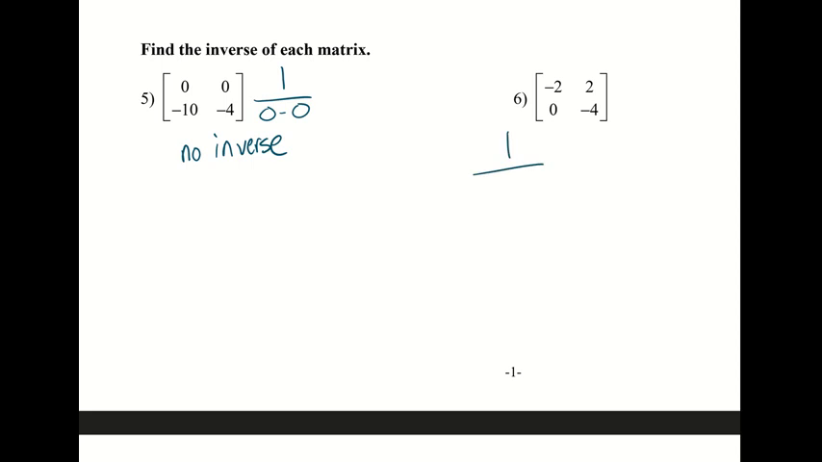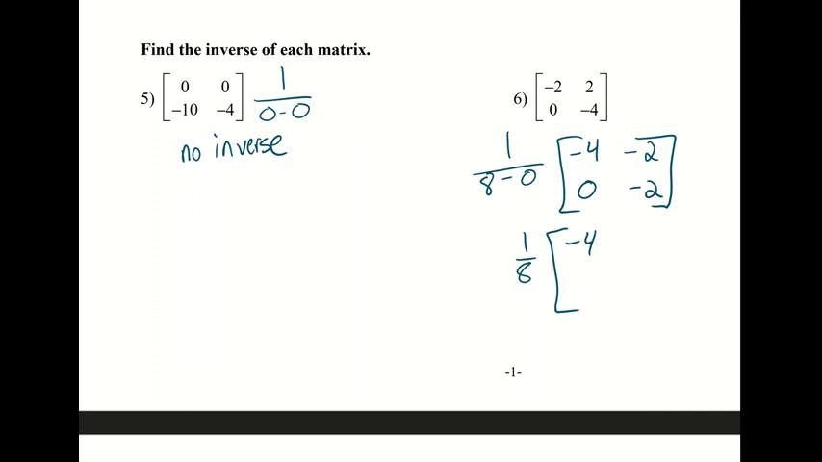Others do. Like number 6 will have an inverse. So we do 1 divided by the determinant. So we've got negative 2 times negative 4 minus 2 times 0. And then, remember, you change the location of A and D. So you switch those. So we've got negative 4, negative 2. And then you change the signs of these two. 0, we can't change the sign. It's not positive or negative. And then this 2, we change to negative 2. So how we're going to write this is going to be 1/8 times this.